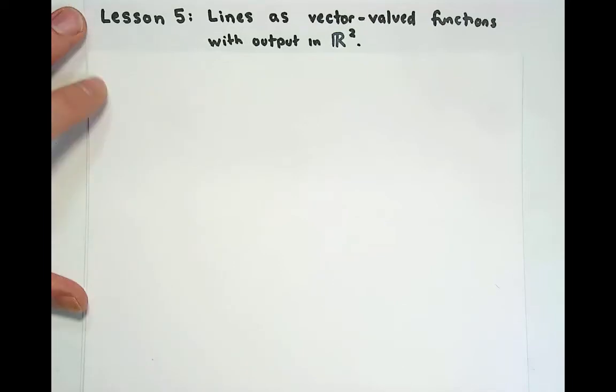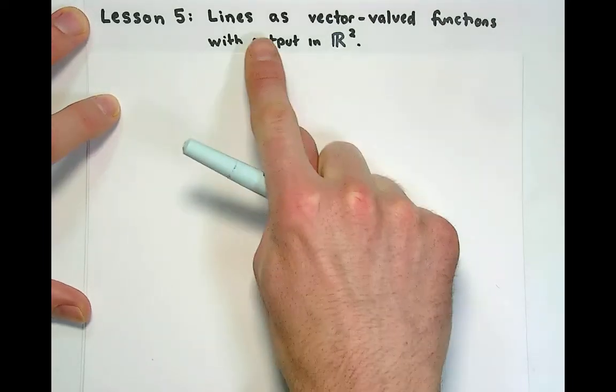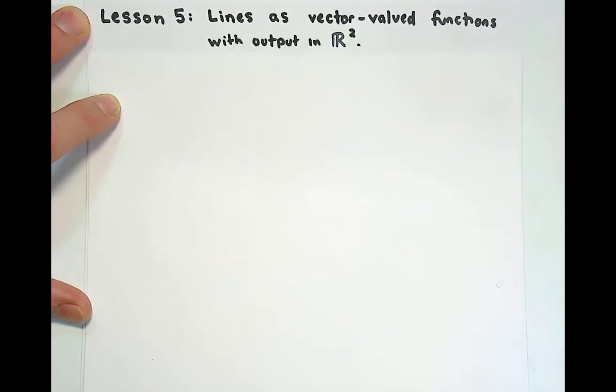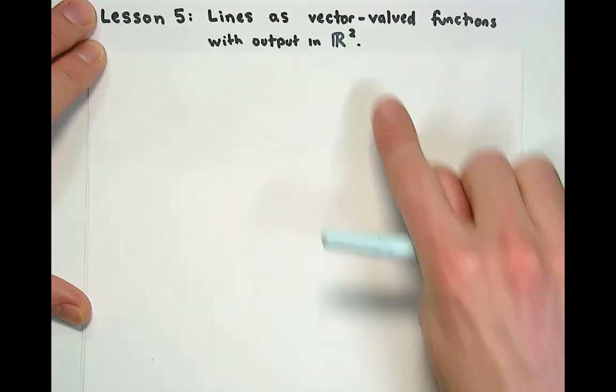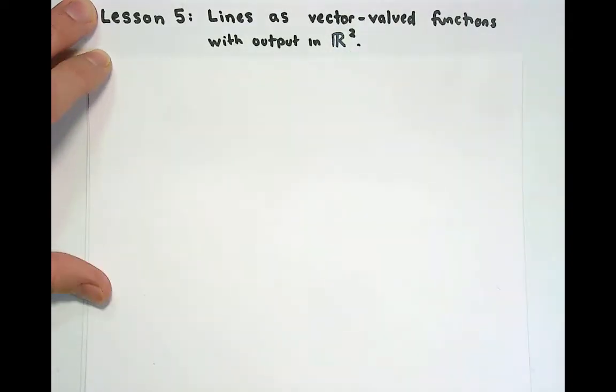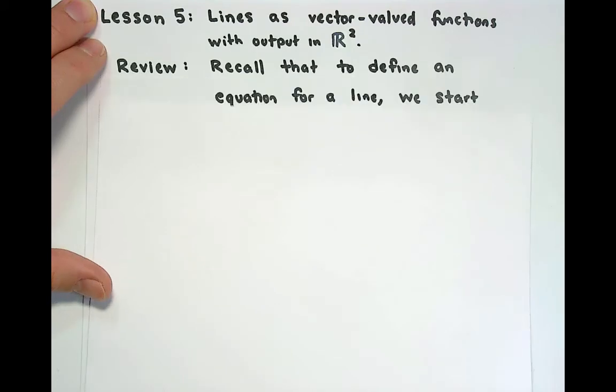Welcome back. In this video, we're going to talk about our first example of generating lines using the description of vector valued functions. We're going to focus on output in R2. In order to begin this discussion, let's do a quick recall.